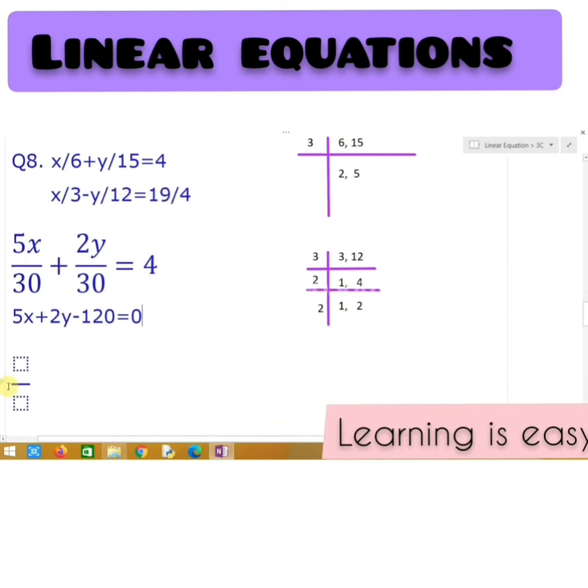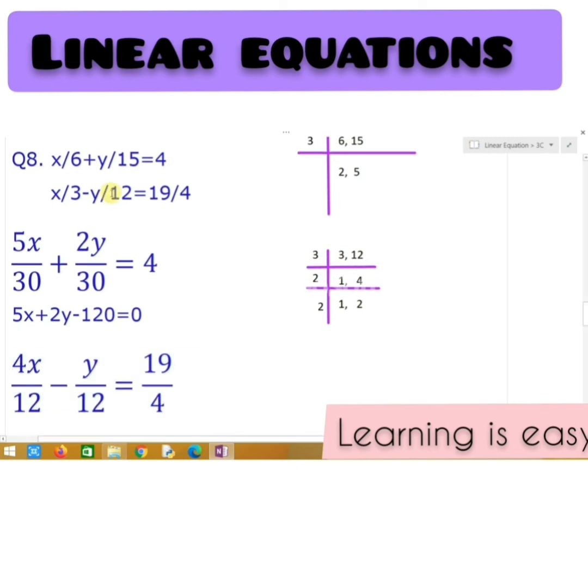So for the second equation, LCM is 12. So 3 4s are 12, so numerator is 4x. Equivalent fraction, and 12 into 1 is 12, so minus y by 12 equal to 19 by 4. So in the next step, the denominator 12 goes to the right hand side. And by further simplifying, it's going to be 19 into 3. That's to the right hand side.